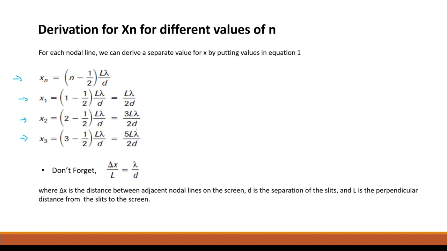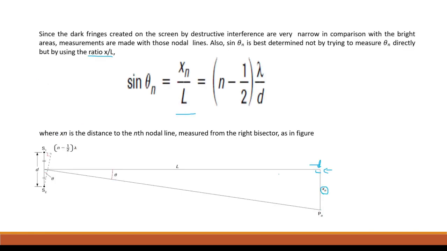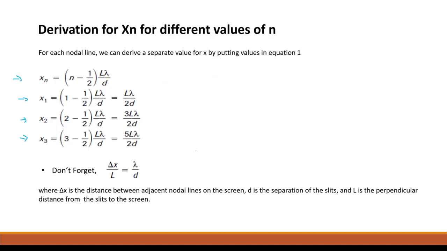So now for each nodal line, we have this distance xn, and so we can measure the size of the dark spots more accurately. When we have the first nodal line and the second nodal line, we can use them to find the size of it, and likewise for 3 and 2, and then 4 and 3, and 5 and 4, and on.